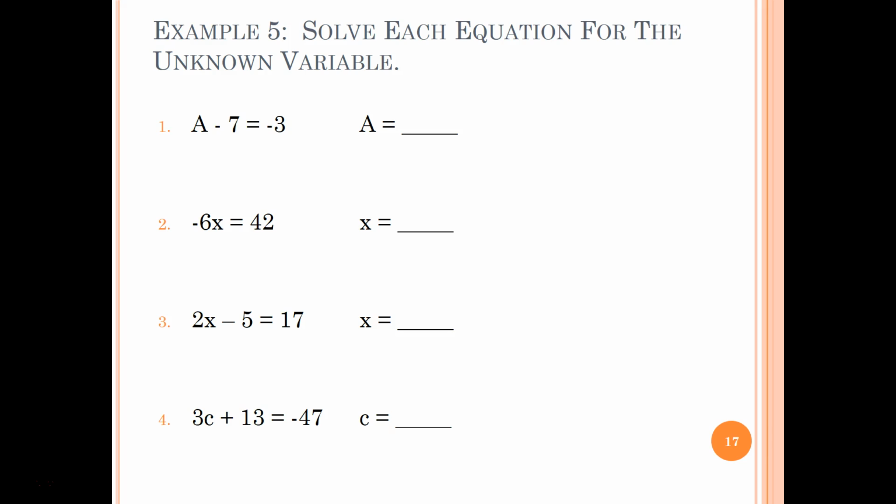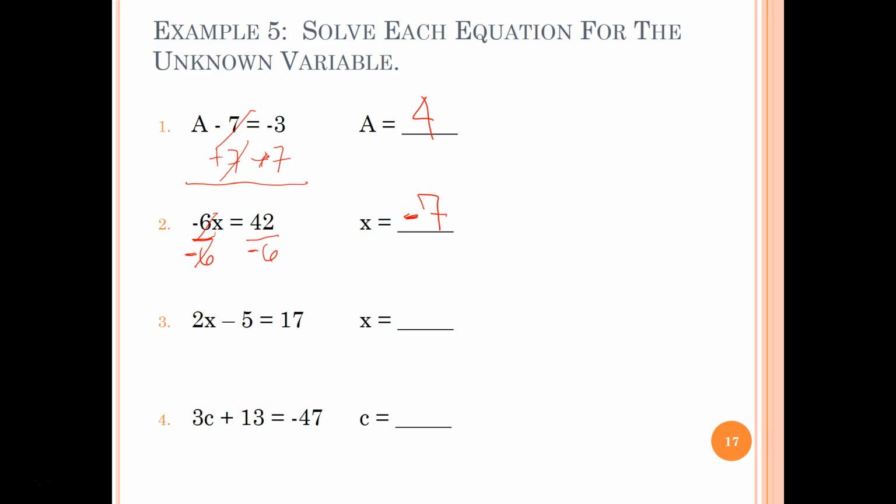Okay, I think we're ready to take a look at the results. Starting with 1, since 7 is subtracted from A, we want to get that 7 over to the other side of the equation. Negative 3 plus 7 is positive 4, so A equals 4. Looking at the next example, negative 6x equals 42. This negative 6 is being multiplied to the x, so we're going to undo that by dividing both sides by negative 6, leaving us with x equals negative 7.